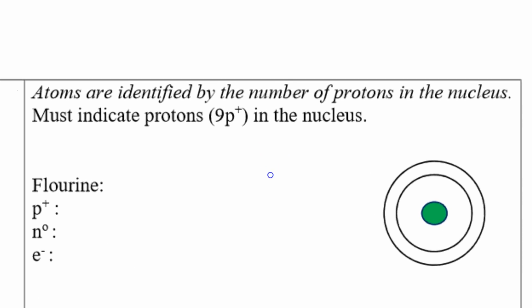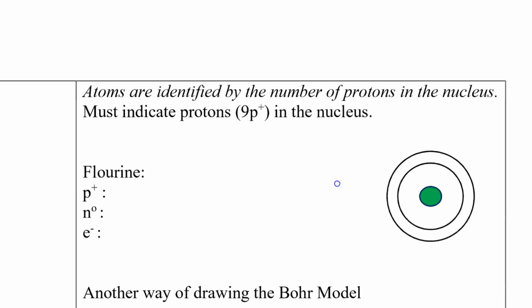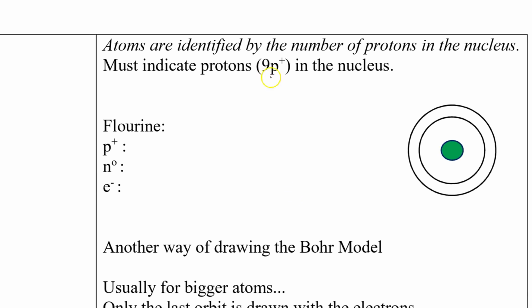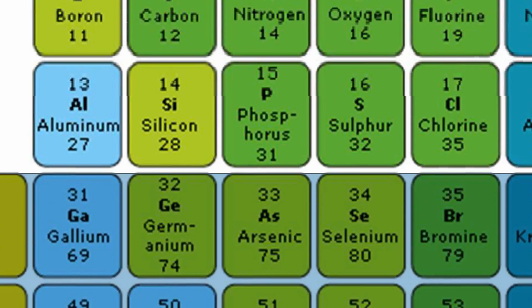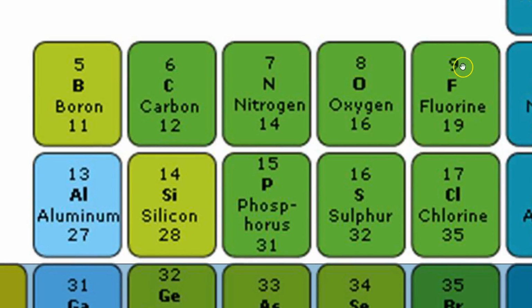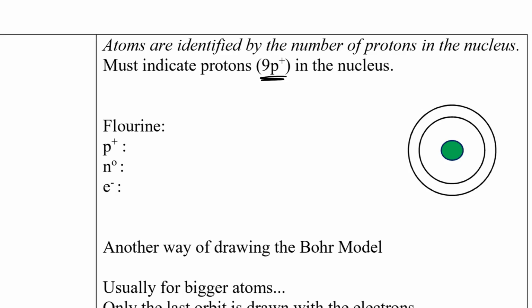Alright. So remember that atoms are identified with the number of protons in their nucleus. So you have to indicate that there are 9 protons in the nucleus. So let's look at fluorine, shall we? Fluorine has an atomic number of 9 and an atomic mass of 19. So we know that the number of protons is going to be 9 protons. The number of neutrons is going to be the atomic mass, which is 19, minus 9 protons, which is 10. So we have 10 neutrons. Number of electrons matches with the number of protons, so we know that we have 9 electrons.